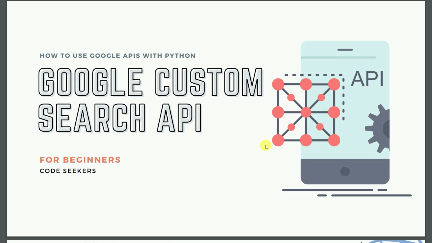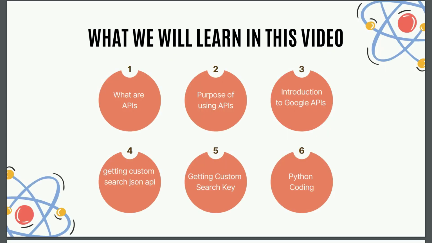In today's video, we are going to learn how to use Google APIs with Python. For this purpose, the example API we are going to use is Google Custom Search API. This video is made for beginners, so we will start with what APIs are, then we will learn the purpose of using APIs, then we will have an introduction to Google APIs and the introduction of the API that we are going to use in this video.